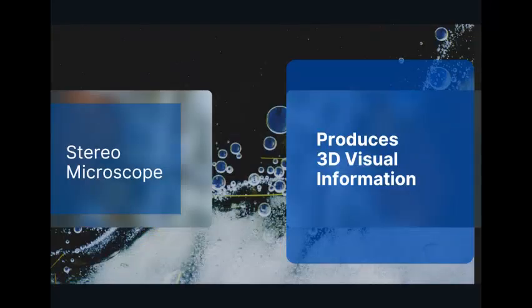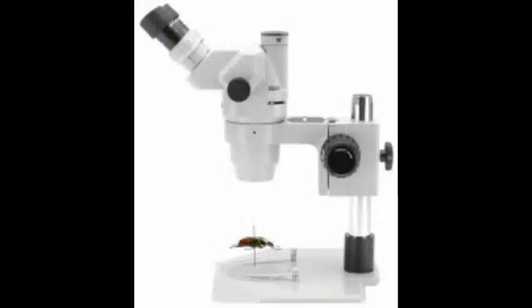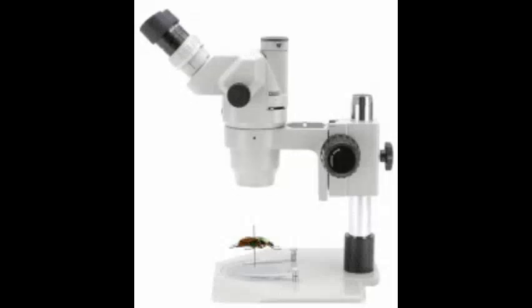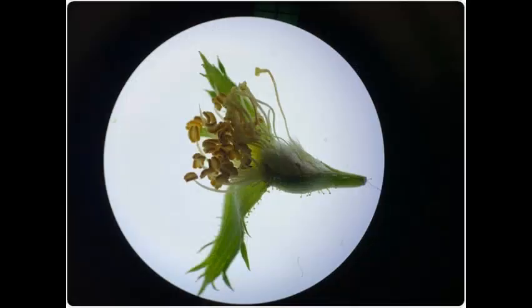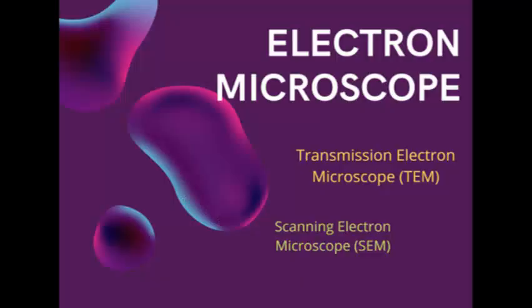Next, under the light category, we have the stereo microscope, and what we really need to know is that it produces 3D visual information for the specimen that we are examining. For the result, you'll get images like this and this. Next, we're going to look at the electron microscope.